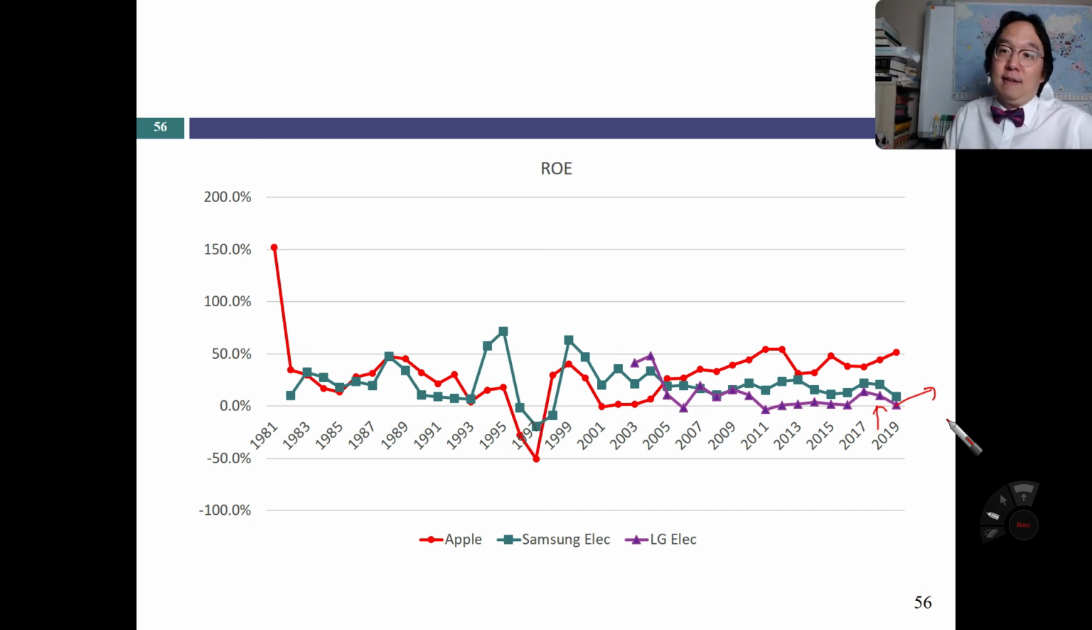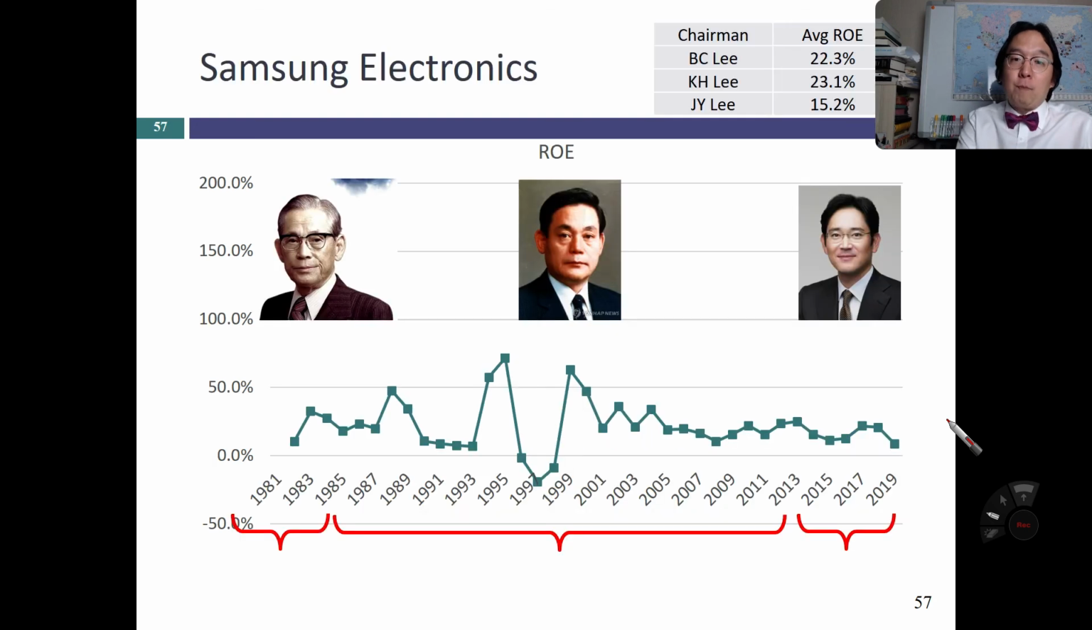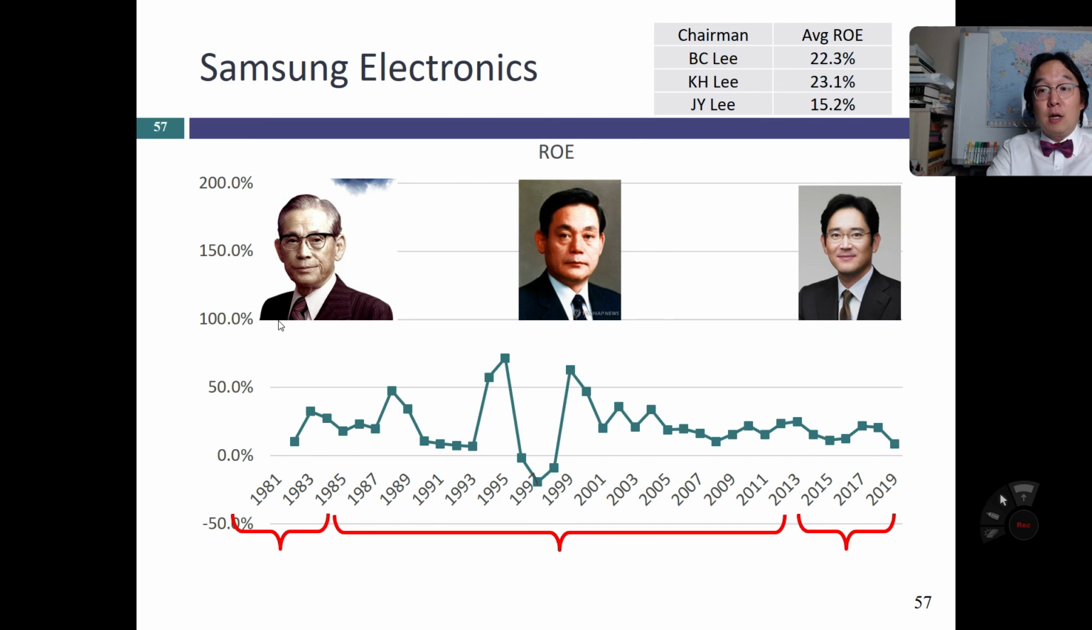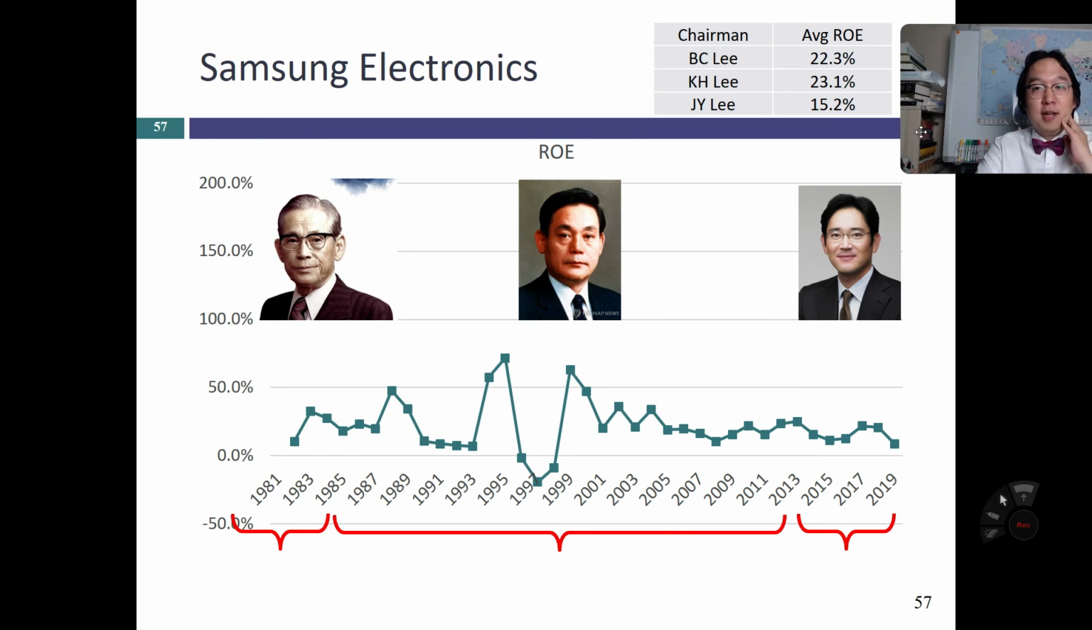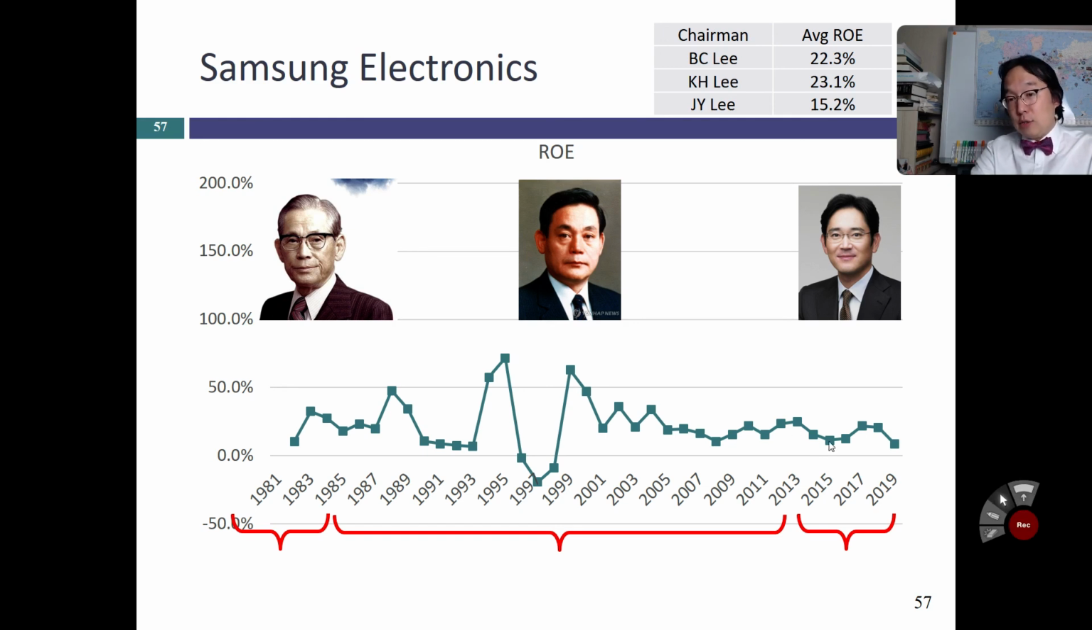Now, focusing on Samsung Electronics, we have 3 generations of the founding family as the number 1 guy: Byung-chul Lee, then Gun-hee Lee, and then Jae-yong Lee. Their average ROEs during their tenure are shown over here: 22%, 23%, about the same. And then ever since this guy got a stroke, JY Lee took over, and afterwards the ROE has been in the 15% range, as you see over here.